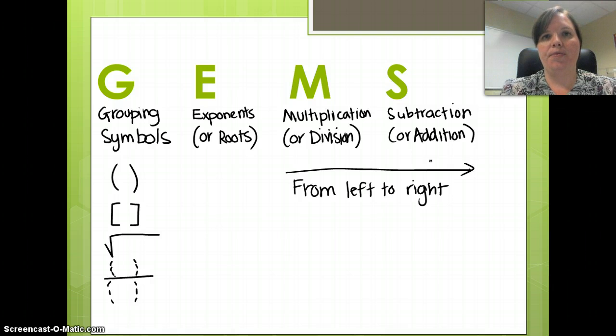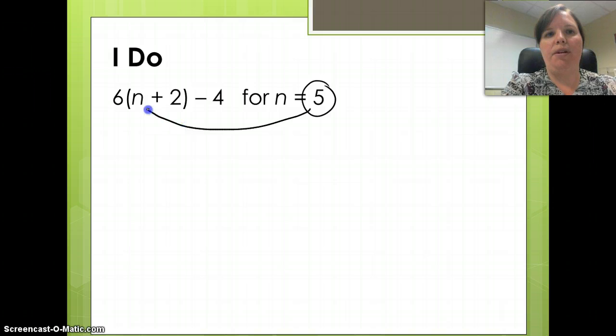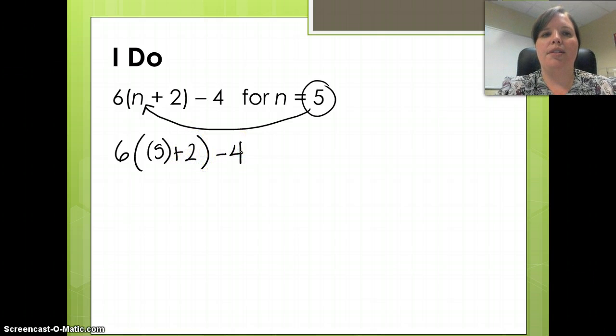requiring not a great deal of understanding about how numbers work, but this is just your general guideline for how to simplify an expression. So I'm going to do one, and then I'm going to give you three to try. First a simple one, just the basic rules, and then we'll get into some more complicated ones. I have one here where I'm going to evaluate this expression by substituting in 5. So 6 times parentheses, I'm going to substitute the 5 in for n, plus 2, minus 4. You may notice that when I substituted in, I put the number I plugged in in parentheses. That's going to become really important as we move on, so it's just a good habit to get into.